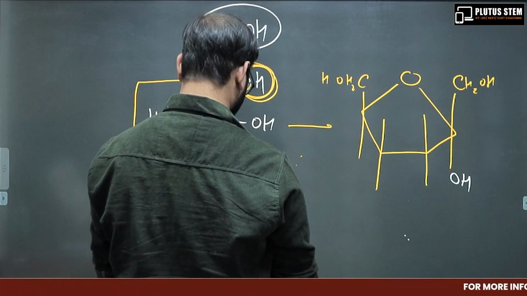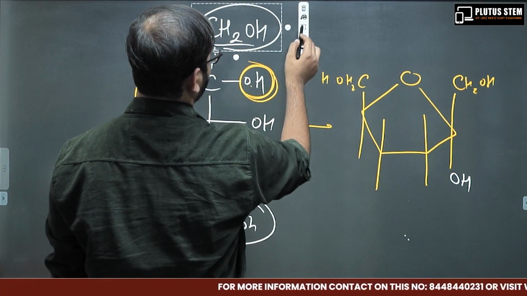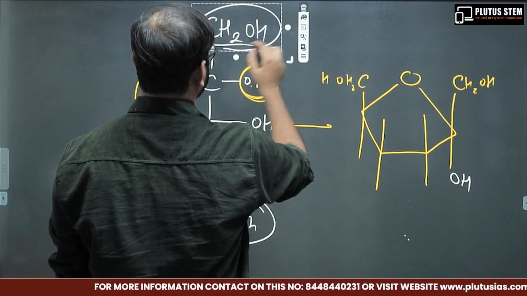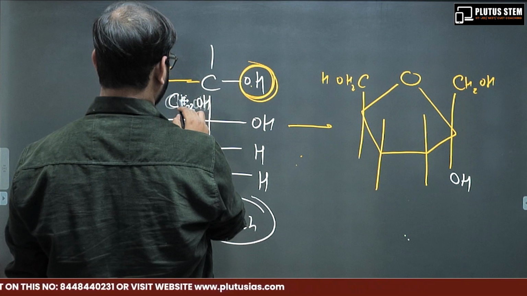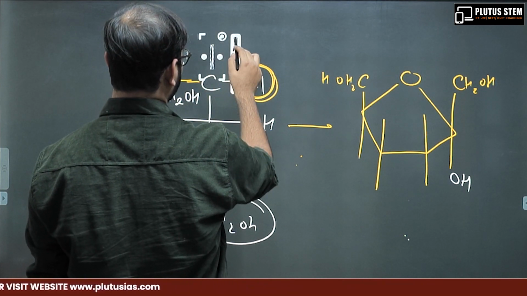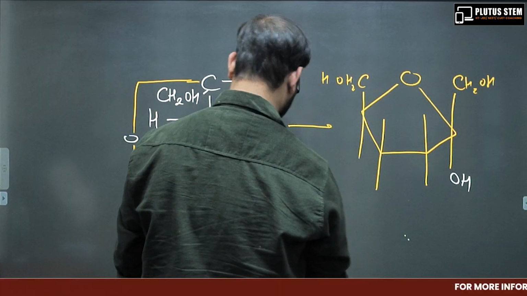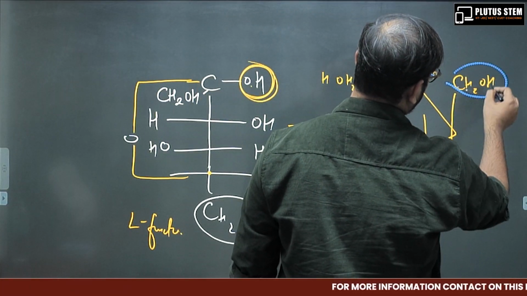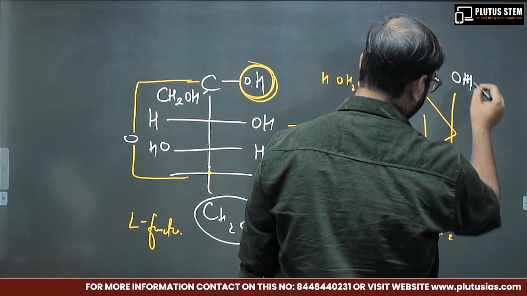Then wait, sorry. Not this, I need to look for CH2OH first. Sorry. If that's the case, CH2OH can be represented inside or outside of the ring. So let's assume CH2OH is inside the ring. If it is inside, the CH2OH will come downward while the OH remains in the upward direction.